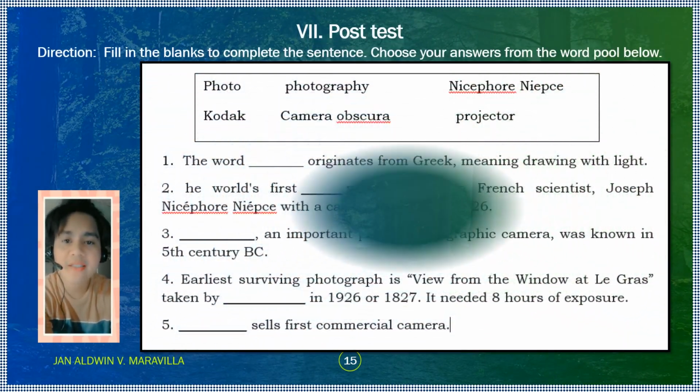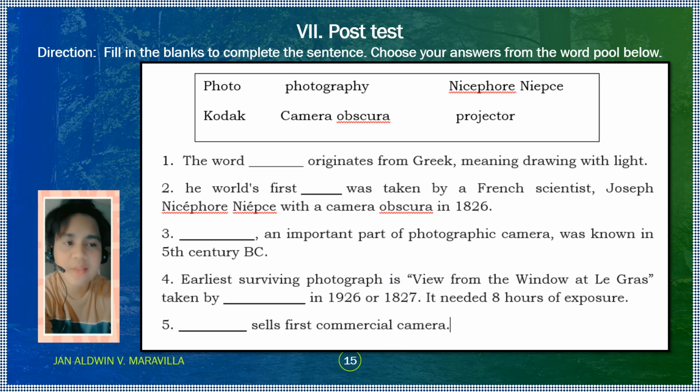We are done with the lessons for today. So what we need to do is to answer this post test. Fill in the blanks to complete the sentence. Choose your answer from the word pool below.